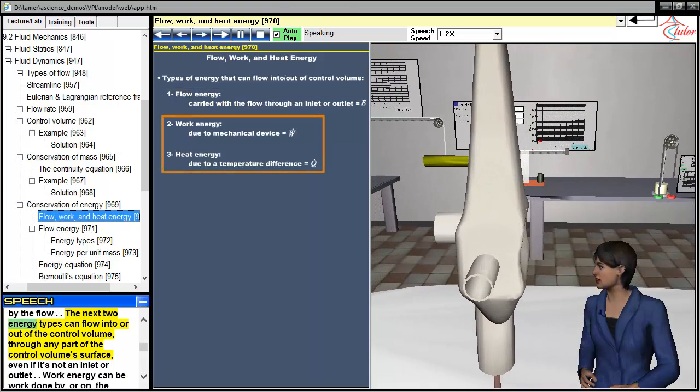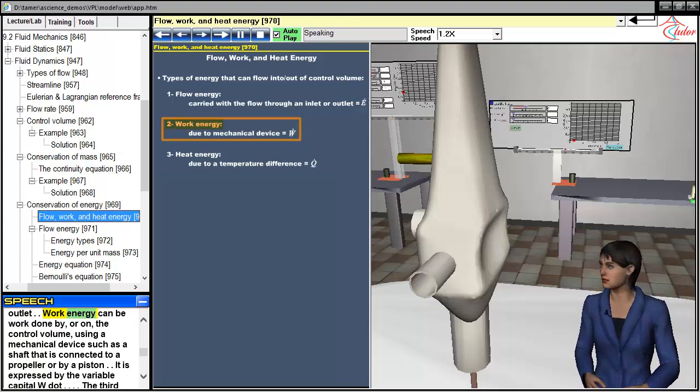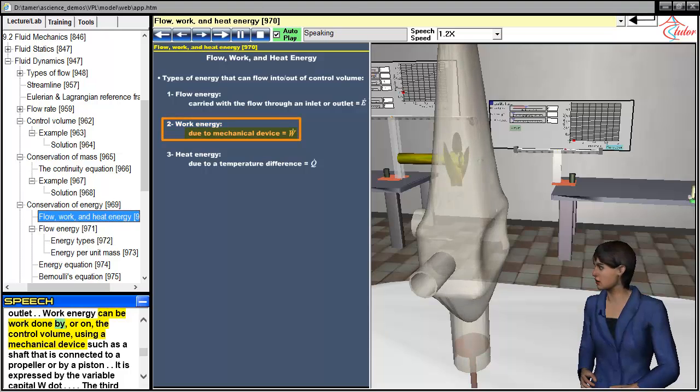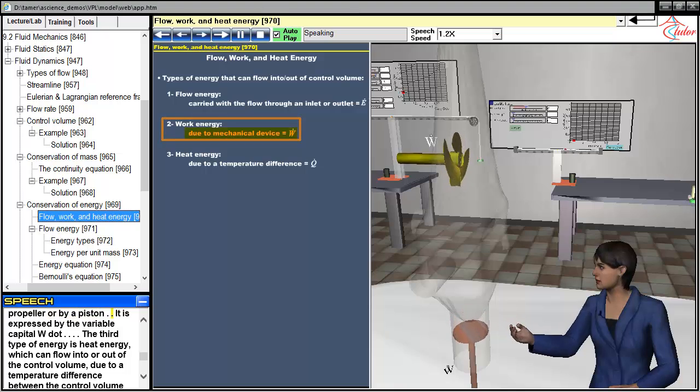The next two energy types can flow into or out of the control volume, through any part of the control volume's surface, even if it's not an inlet or outlet. Work energy can be work done by, or on, the control volume, using a mechanical device, such as a shaft that is connected to a propeller, or by a piston. It is expressed by the variable capital W dot.